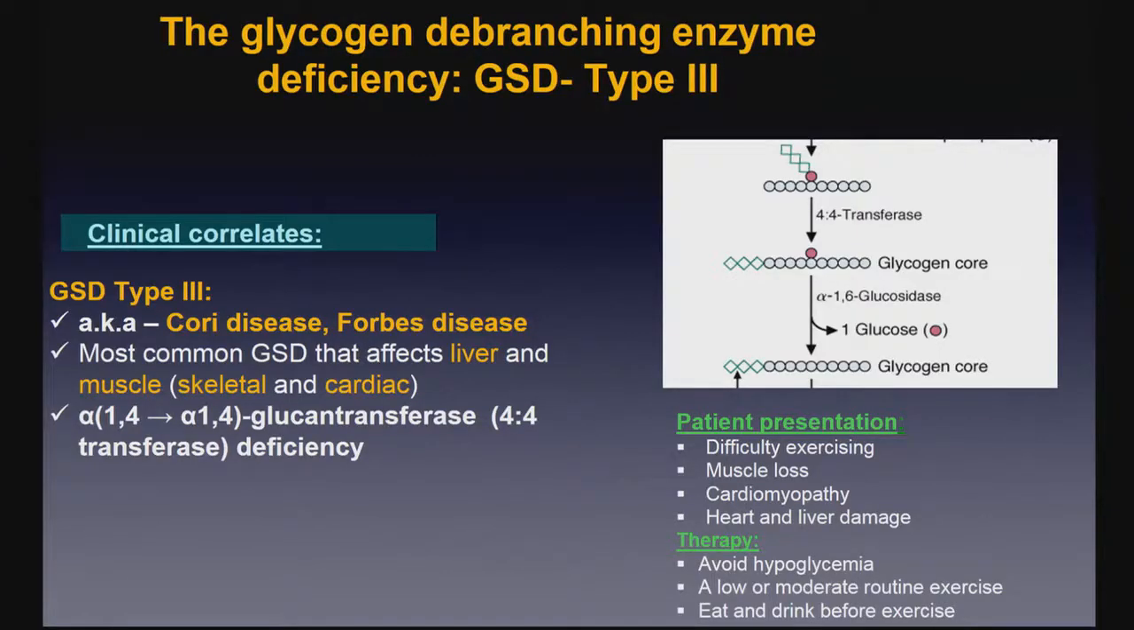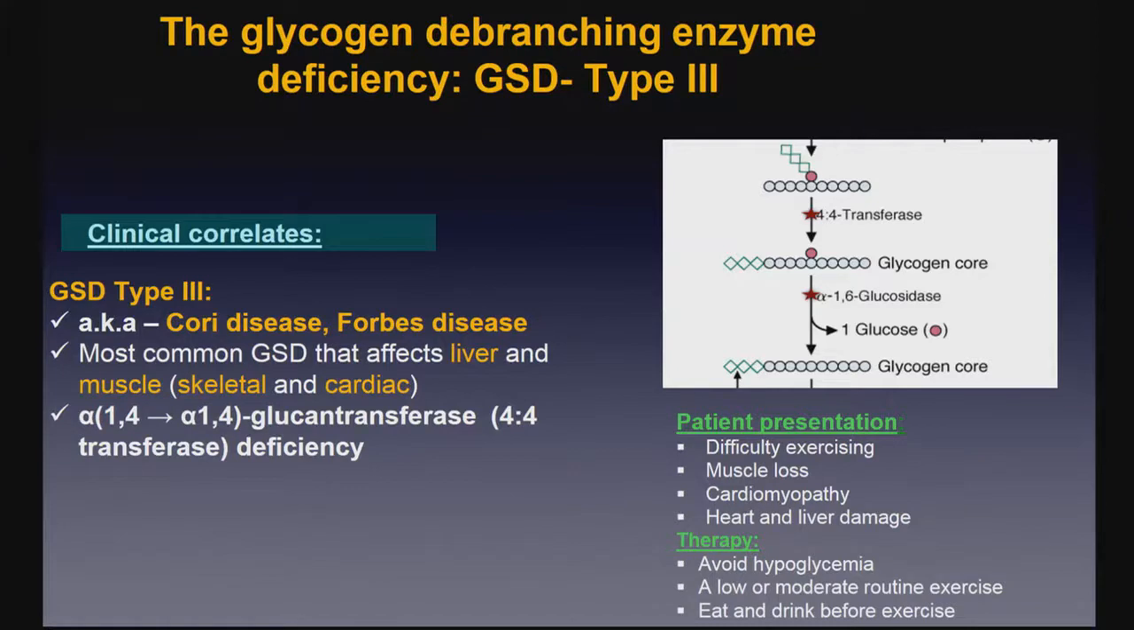Now, the next one is the debranching enzyme. So the glycogen storage disease type 3. If you recall, we have those branch formations, debranching enzymes, these two, okay? So now, this is called the Cori disease or Forbes disease, affecting skeletal muscle, okay?